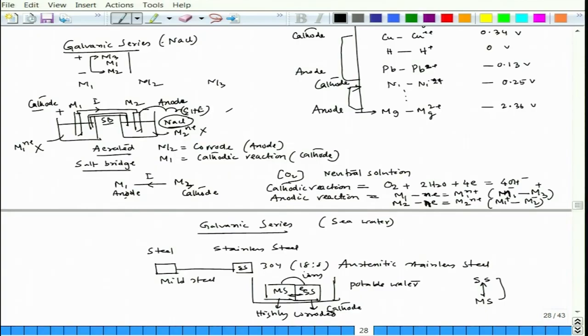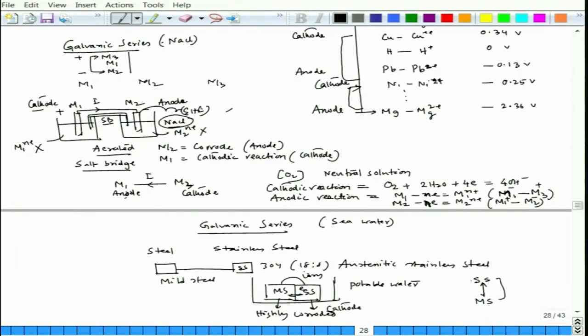But here interestingly they are not pure metals; SS is a highly alloyed metal and MS is less alloyed. This is very important because it tells us that highly noble and highly active metals cannot be joined for engineering applications. We have to be very careful to select materials that are close by in the galvanic series, but in this case they are wide apart. Wide apart means one will be highly cathodic and the other highly anodic. If they are close by, the galvanic effect will hardly be noticed.